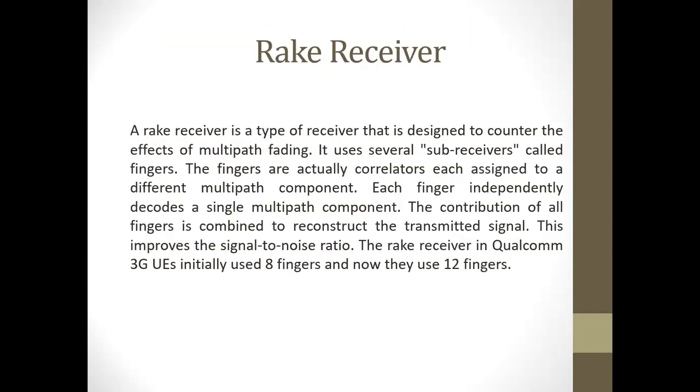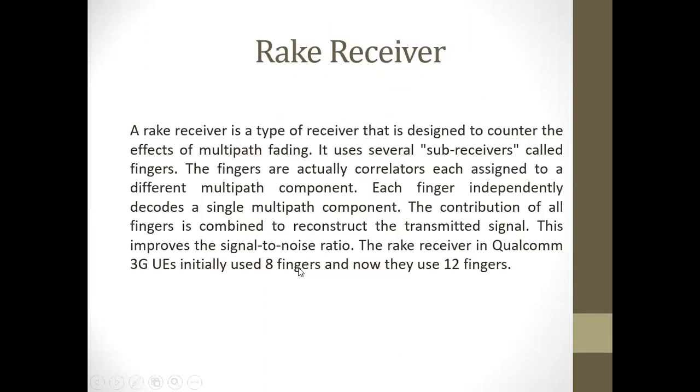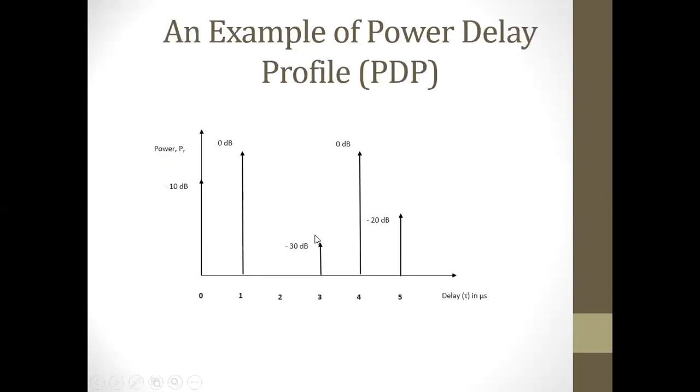Well, how do we get the benefit? A very good way to take advantage of it, to tackle it well, is the use of a rake receiver. All receivers combine many of these different components, but the rake receiver can do it in a very smart way. It uses several sub-receivers, and these sub-receivers work at different time instants.